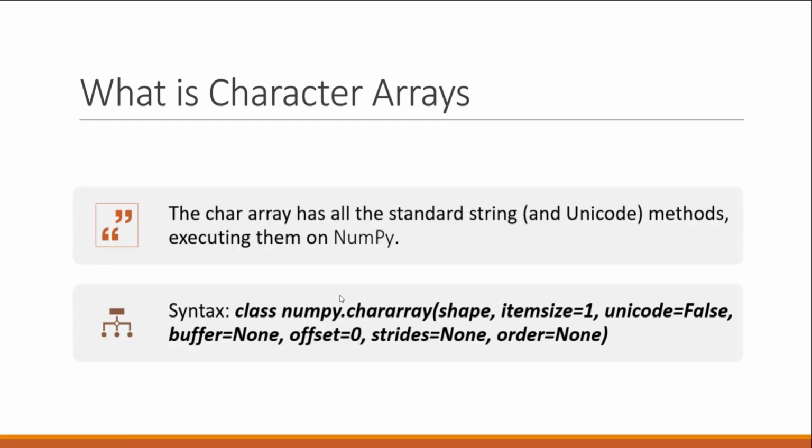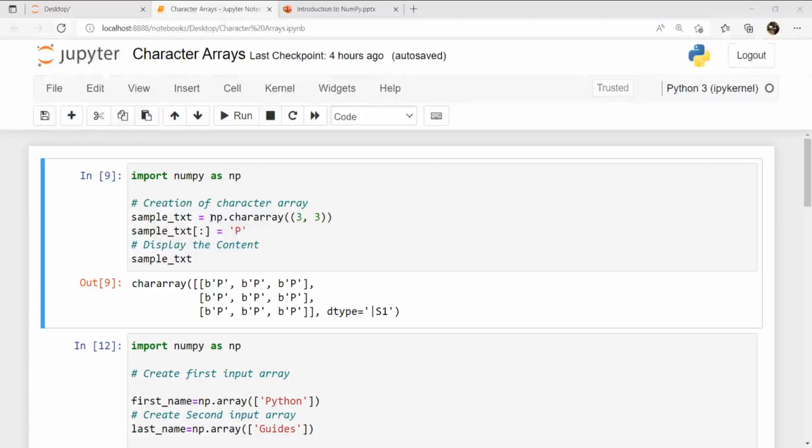Now we will take an example using the numpy.chararray function. First we have used the np.chararray function, and within this function we have mentioned the shape. After that we declare a string, that is p. After executing this code, it displays the char array and the shape of the array is 3 by 3, which means number of rows equals 3 and number of columns equals 3.